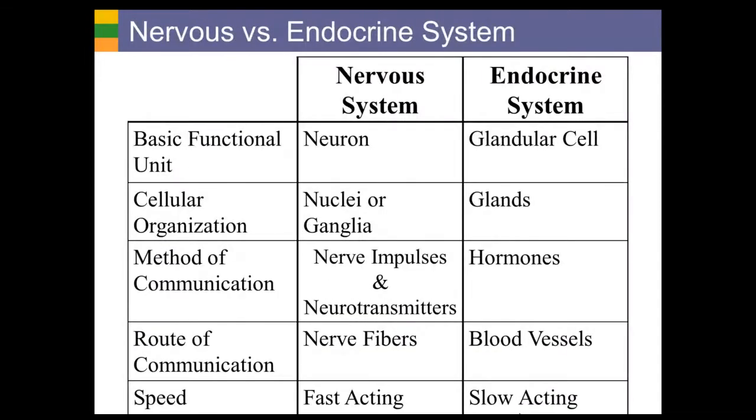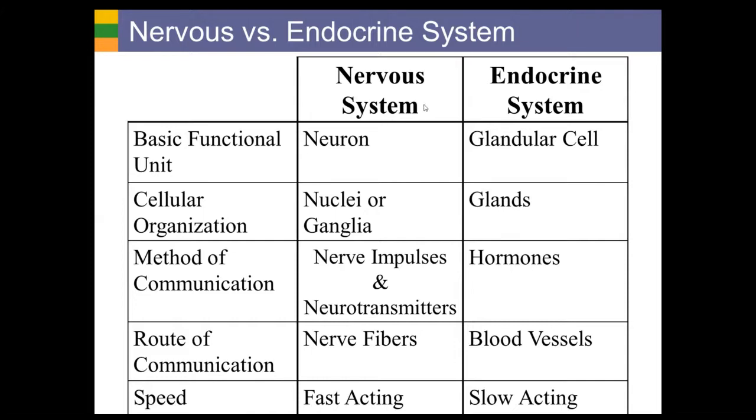I created this table to compare and contrast the endocrine system. We've covered the nervous system, so you're familiar with it. So I thought it would be appropriate to take what you know and apply it to what you don't know. The nervous system and the endocrine system both control all the other organ systems. They're both controlling systems. So let's compare their basic units, their cellular organization, the method by which they communicate, the route of communication, and their speed.